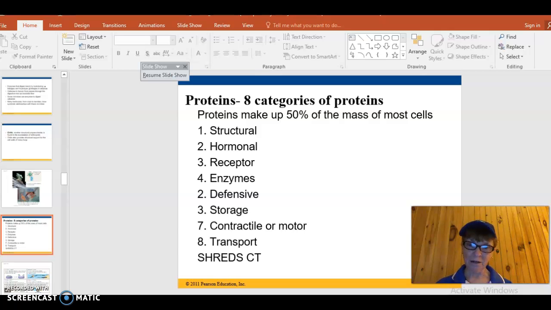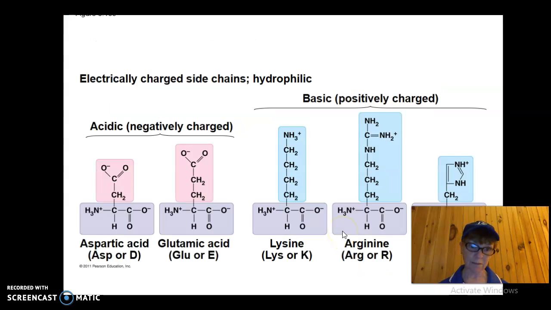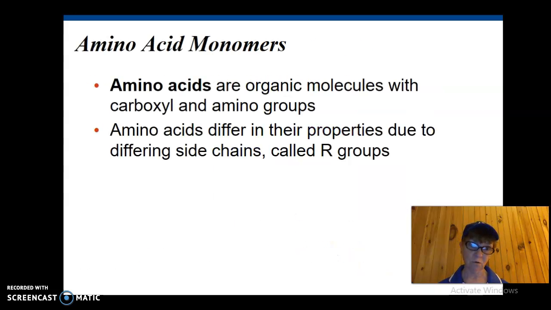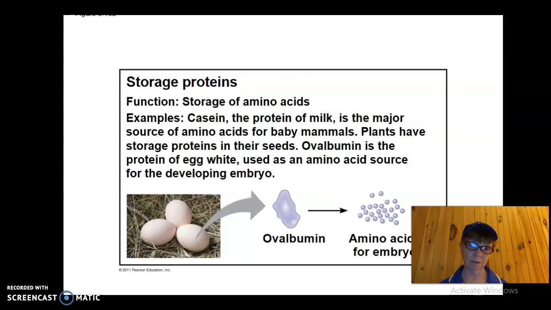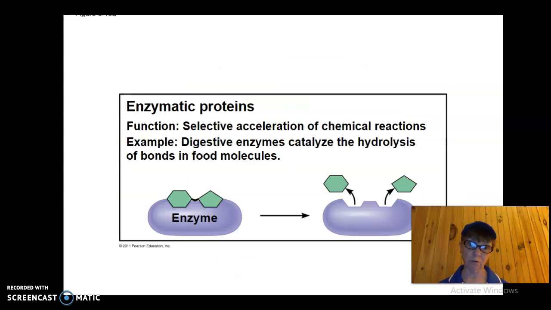Good morning again. Remember that I've already completed two 15-minute introductions to functional groups and macromolecules. And just as a little bit of a review, let's go over the proteins. Let's go over our easy way to remember these.